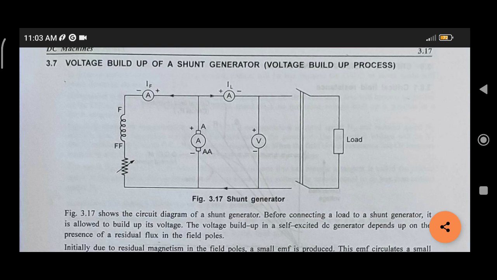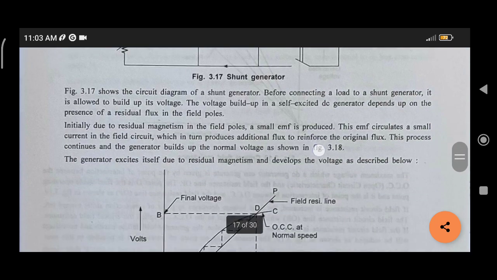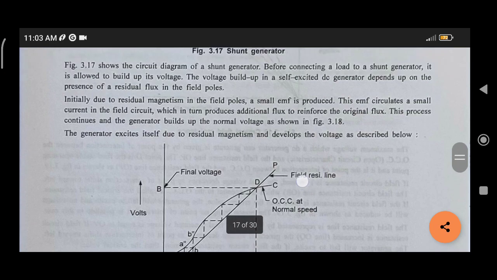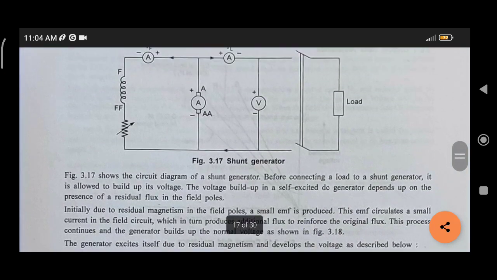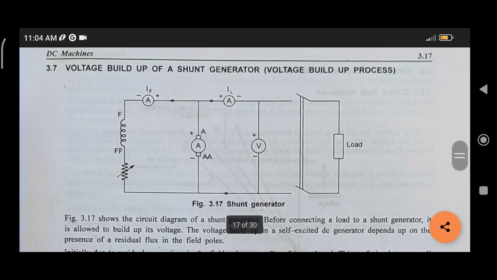So, how is this rated voltage developed? First of all, this voltage is in this range. You can see that this is a demo model of a generator where we have a field and also some meters to measure the currents and voltage.